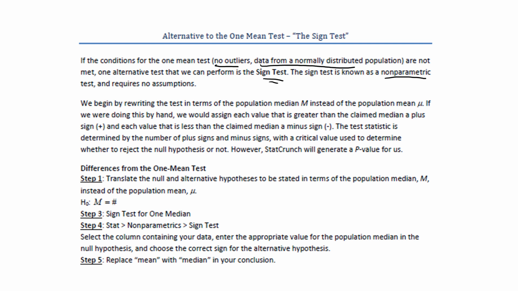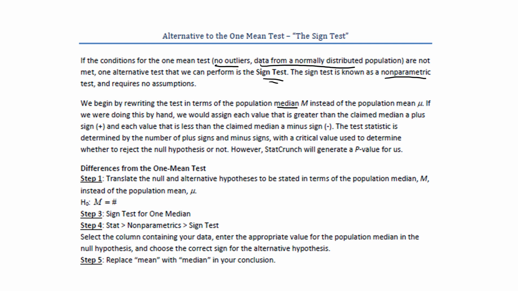We'll begin by rewriting the test in terms of the population median, M, instead of the population mean, mu. So this is a slightly different test than a one mean test. It's a one median test. If we're going to do this by hand, what happens is that we assign each value that's greater than the claimed median a plus sign, and each one that's smaller than the median a minus sign. The test statistic is determined by the number of plus signs and minus signs, and there's a critical value that's used to determine whether to reject the null hypothesis or not.